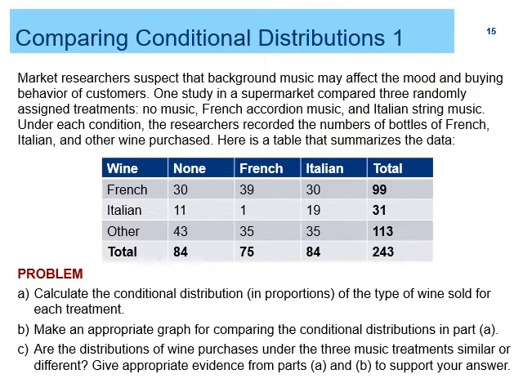So here we can see the data: wine, French, Italian, other, and music. First there was no music, second is French music, and third is Italian music. And we are going to sum it. Now the problem is to calculate the conditional distribution, the proportion of the type of wine sold for each treatment, make an appropriate graph, and say whether the distributions of wine purchases under the 3 music treatments are similar or different. Give appropriate evidence. So we will see.